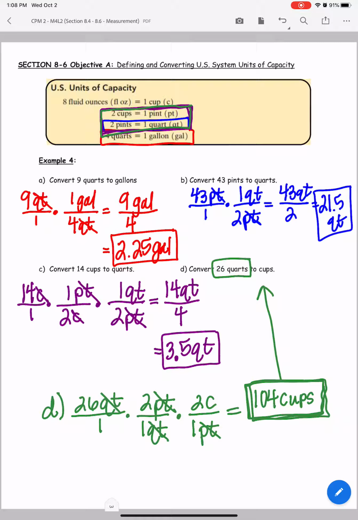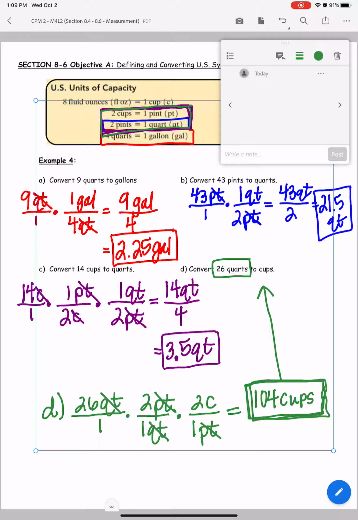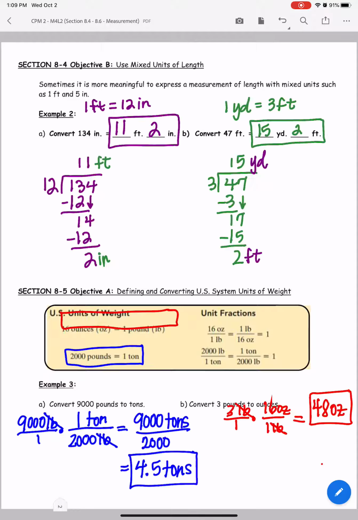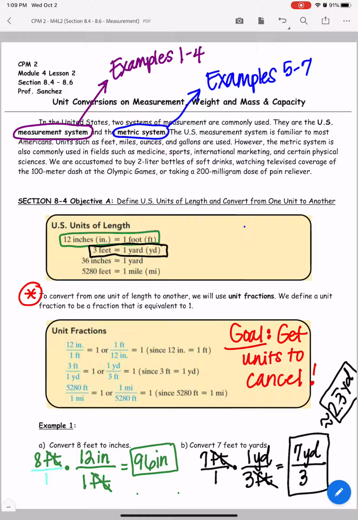And then these were all the same for your units of measure in the US system, the measurement system. You're using dimensional analysis to get these all the same here. So that's why I split this up between examples 1 through 4 and 5 through 7. It's the same thing over and over and over, whether it's length, weight, or volume.